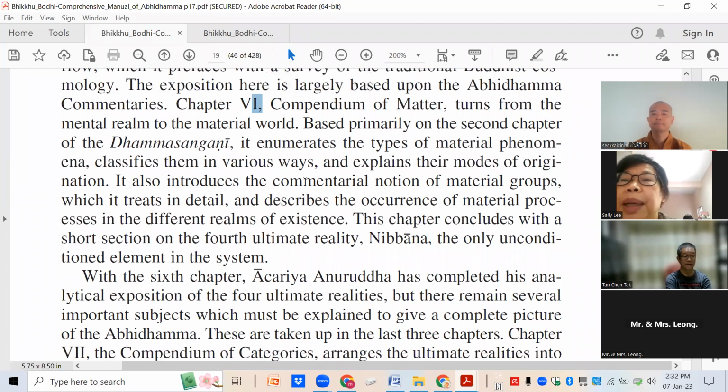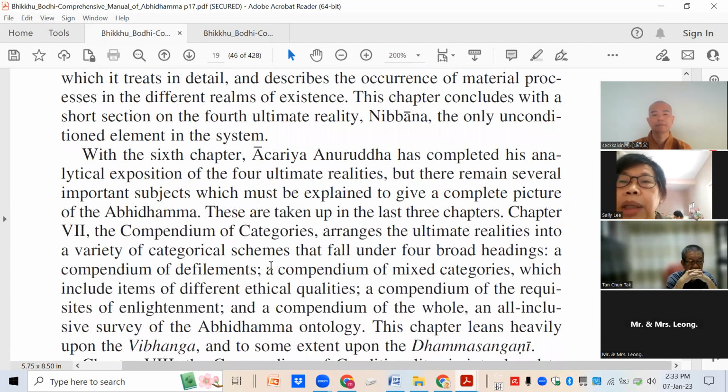Chapter 6, Compendium of Matter, turns from the mental realm to the material world, based primarily on the second chapter of the Dhamma Sangani. It enumerates the types of material phenomena, classifies them in various ways, and explains their mode of origination. It also introduces the commentarial notion of material groups, which it treats in detail, and describes the occurrence of material processes in different realms of existence. This chapter concludes with a short section on the fourth ultimate reality, Nibbana, the only unconditional element in the system.